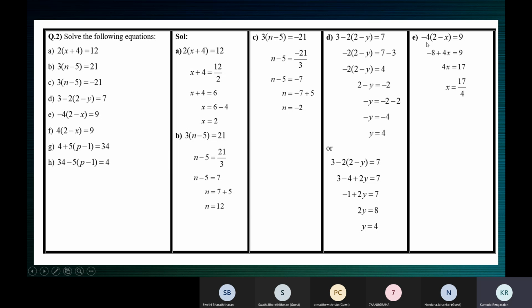Look at E here. So it's -4 into 2 minus x. So multiply minus. Now, children, can you see the 2 in the bracket? What sign does it carry? Ma'am, a positive sign. Because you should see before 2. What is before 2? Before 2, nothing. That means it's plus. What sign does x carry? Ma'am, minus.